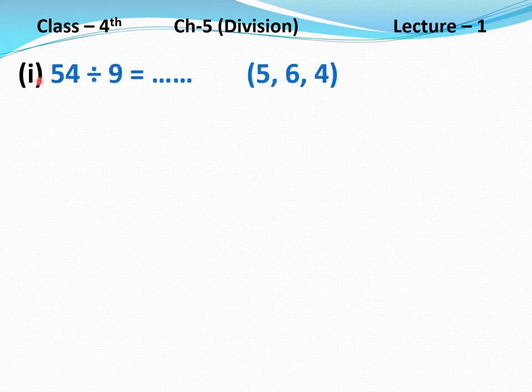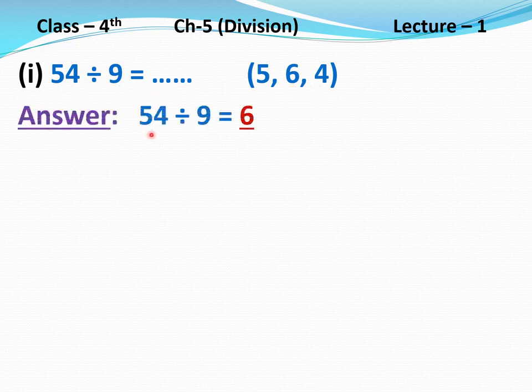Now I part, 54 divide 9 equal to dash. Options are given 5, 6, 4. 54 divide 9 equal to 6. So write down answer. 54 divide 9 equal to 6. So take the correct quotient, that is 6.